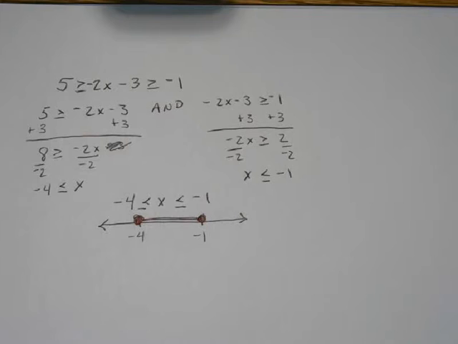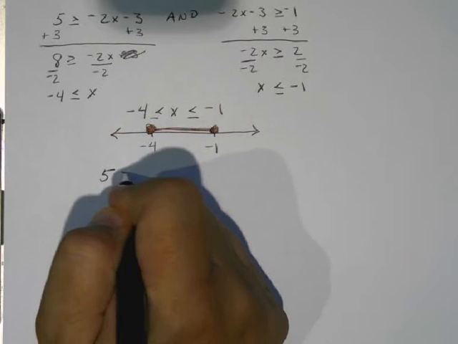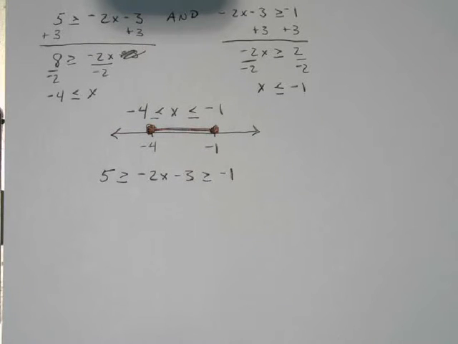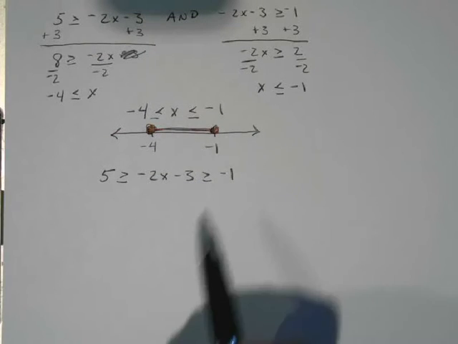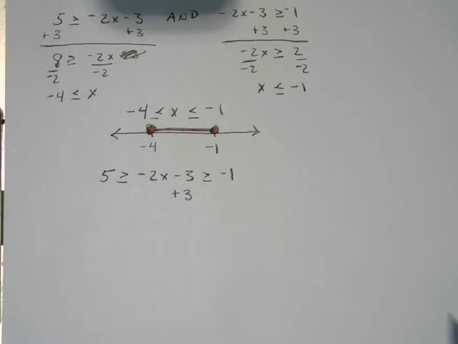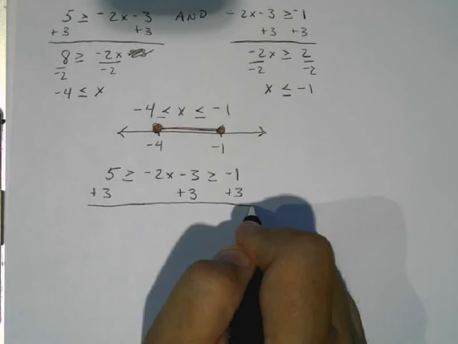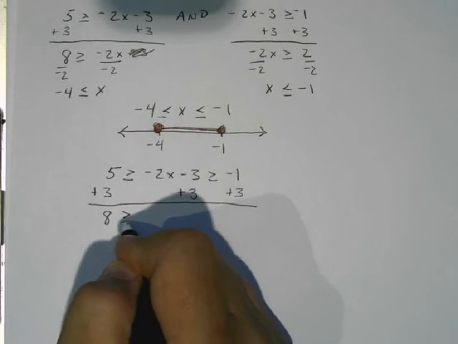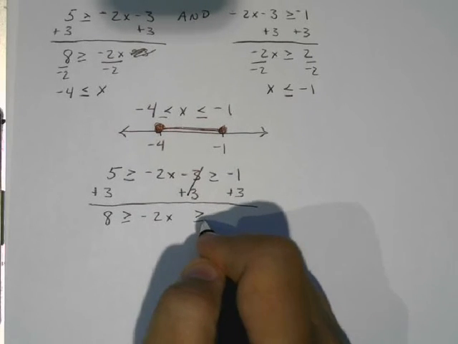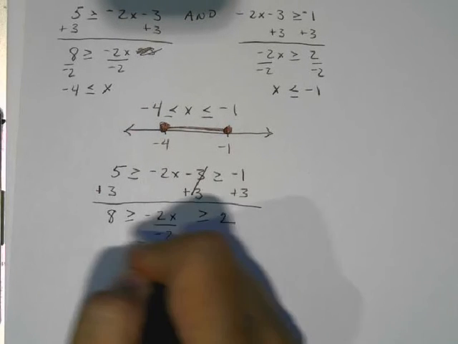So if we want to do this the shorter way, we don't necessarily have to break up the original problem. We can just remember the rule that we need to be fair: whatever we do to the equation, we have to do to everything. So when I add 3 to this expression here, I have to add 3 to all 3 sides. That gives me 8 greater than or equal to negative 2x, the 3 goes away, greater than or equal to 2. I go ahead and divide by negative 2.